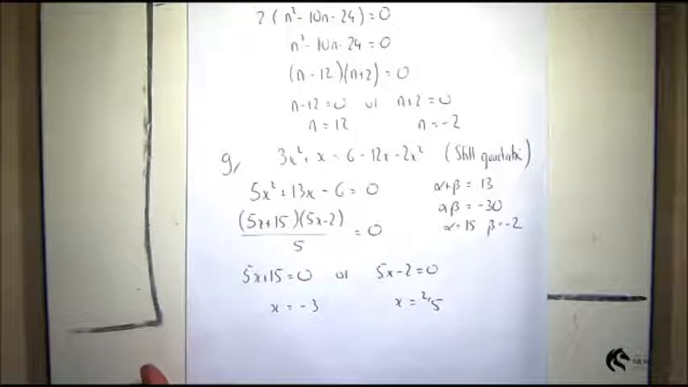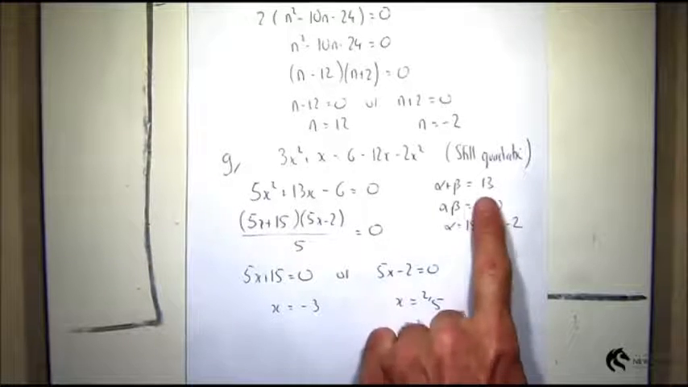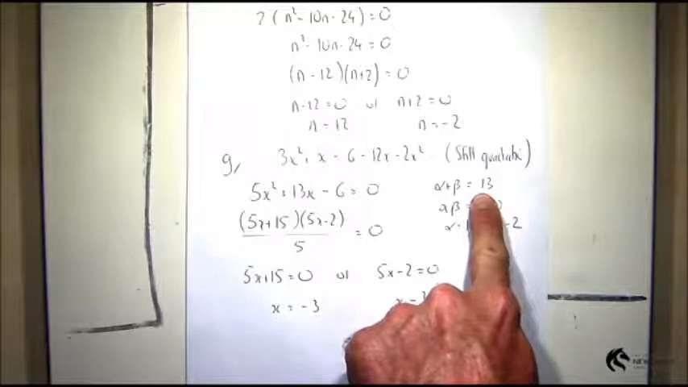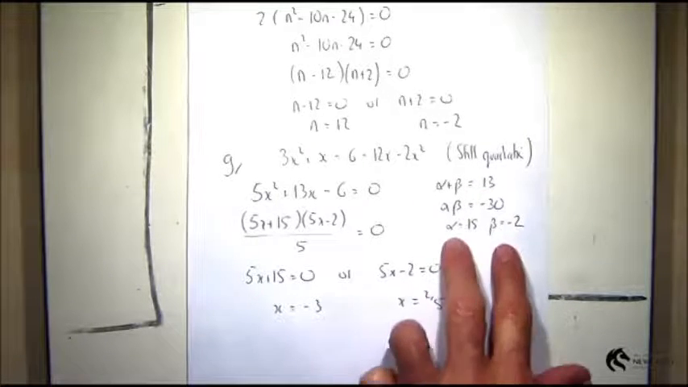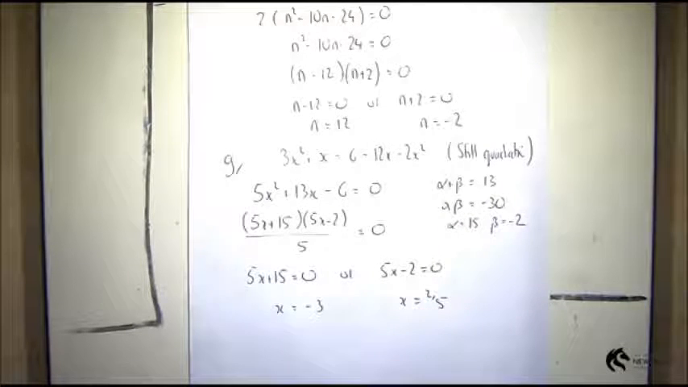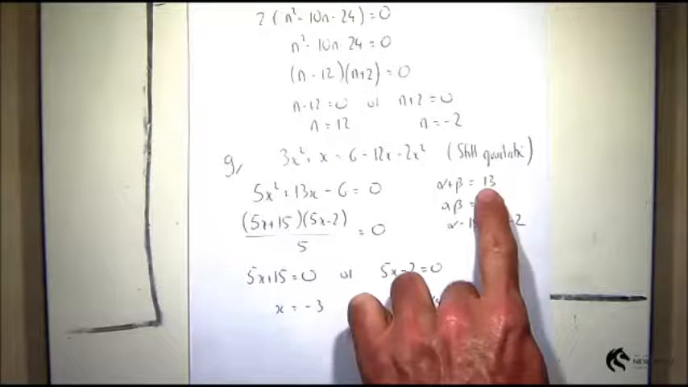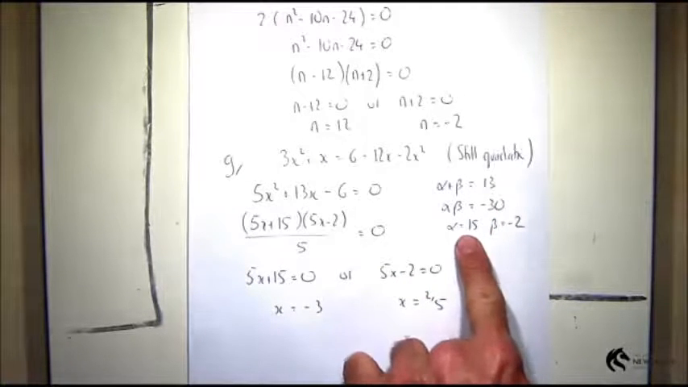Yeah? Seeing as alpha can also be negative 15 and beta can be 2, wouldn't that change? No, because they would add to minus 13. That guess will be unique. The reason I chose alpha is because that was positive. I knew the larger of the two numbers had to be positive. Yep.